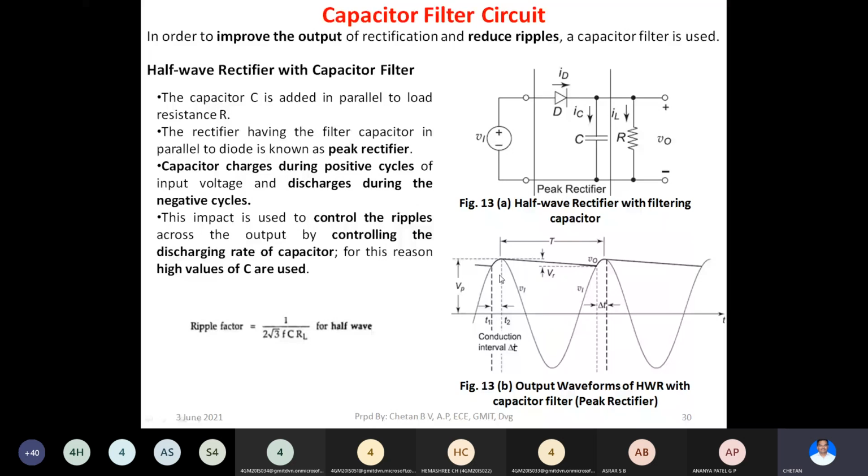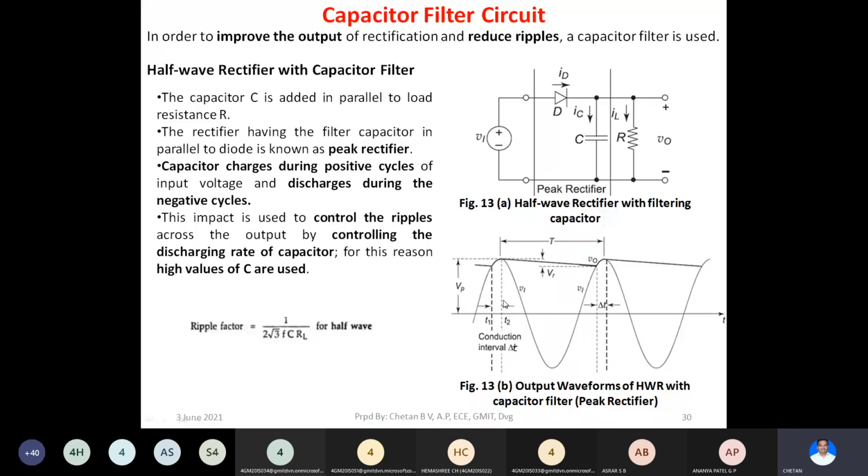During the positive half cycle, as long as the voltage across this capacitor is less than the applied voltage Vi, the diode would conduct. That is what is indicated between these two lines, the first dotted line and the second dotted line. T1 is the time instant where the capacitor starts charging, and t2 is the time instant when the capacitor stops charging.